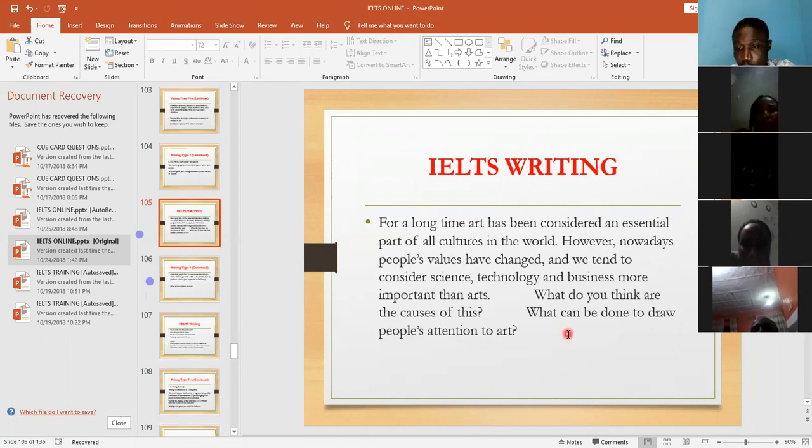This was the question we considered in the last lecture that I used to cite as an example of how to write. The question says, for a long time, art has been considered an essential part of all human culture. However, nowadays, people's values have changed, and we tend to consider science, technology, and business more important than arts. What do you think are the causes of this? What can be done to draw people's attention to arts?